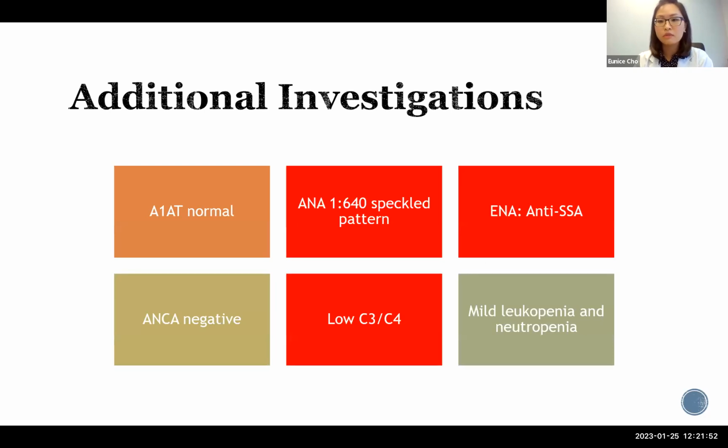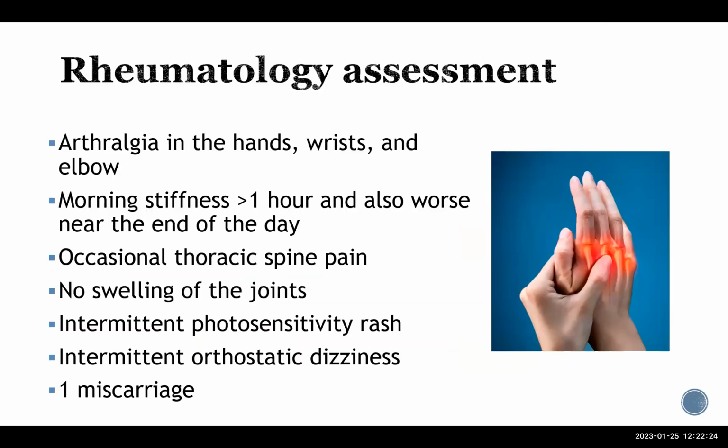So these are the results that came back from my initial investigations that I ordered. Her alpha-1 antitrypsin level was normal, but her ANA was positive at 1 in 640. Her ENA was also positive with anti-SSA. ANCA was negative, but she had a low complement level and mild leukopenia and neutropenia on blood work. With these blood work results, I sent her to my rheumatology colleague for a comprehensive assessment.